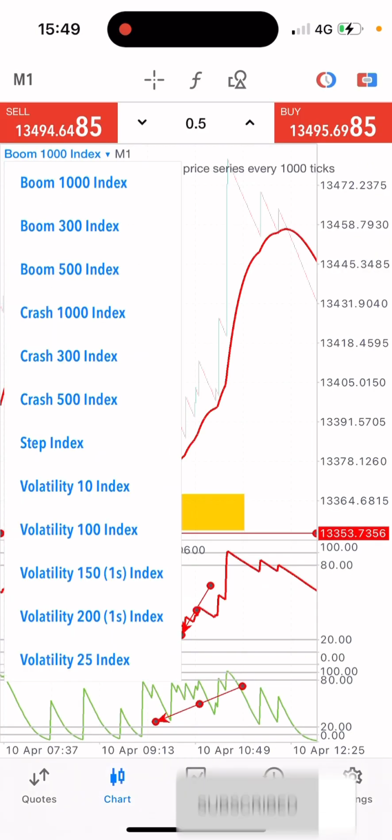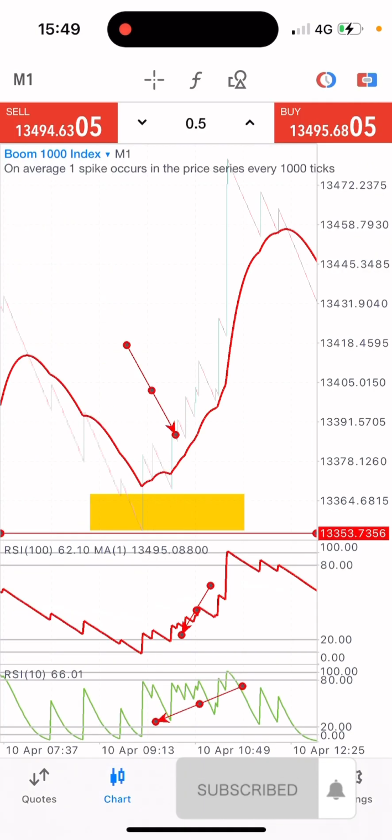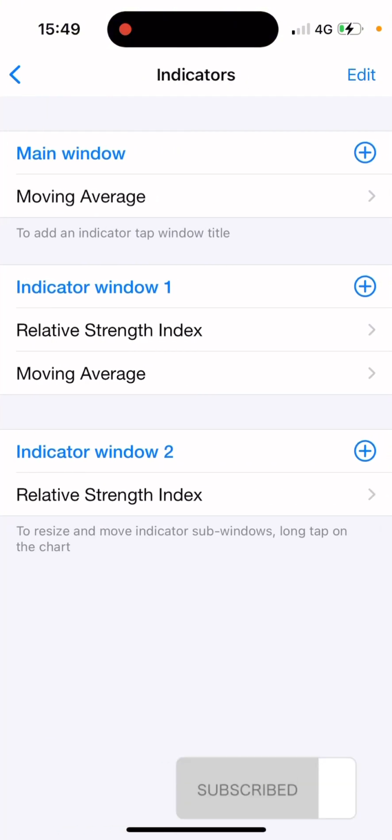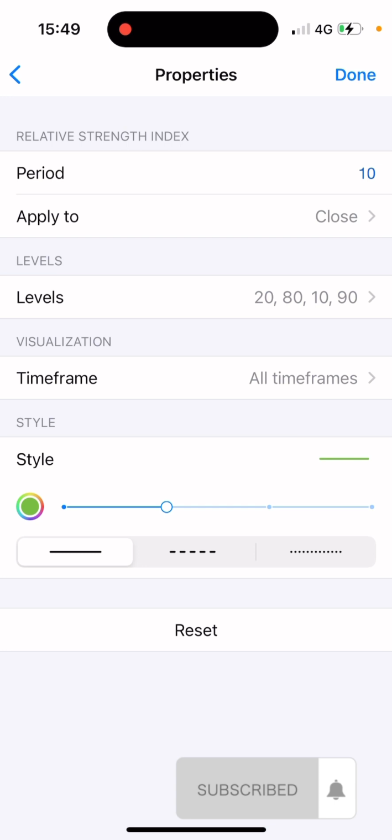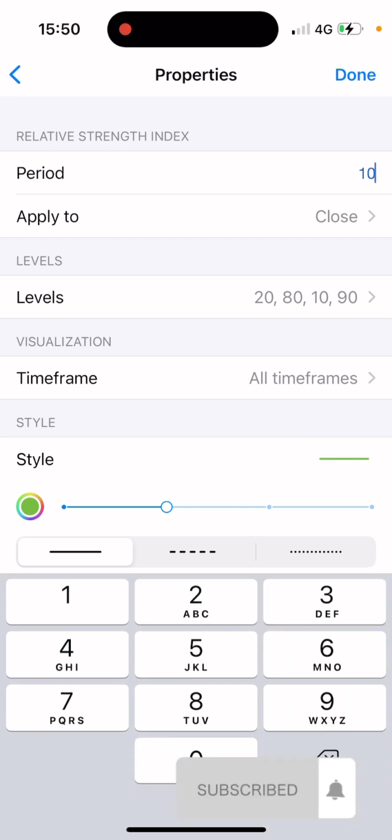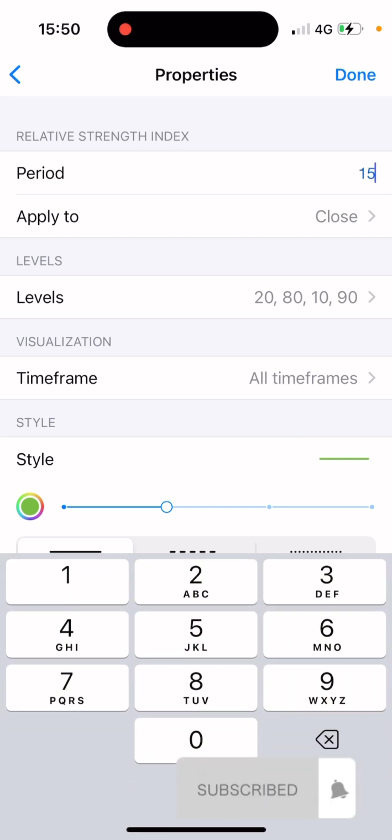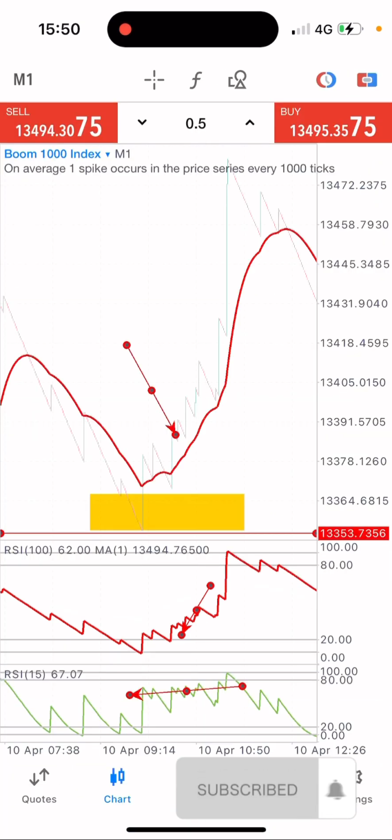So on Boom 1000, I'm just going to give you something nice, all right? Let's go here. On Boom 1000, don't use period 10. Do this. Use period 15. Boom 1000, Crash 500, and Boom 500. Use period 15 on your RSI, the green RSI, on Boom 1000, Boom 500, and Crash 500. Okay, let's click on done.